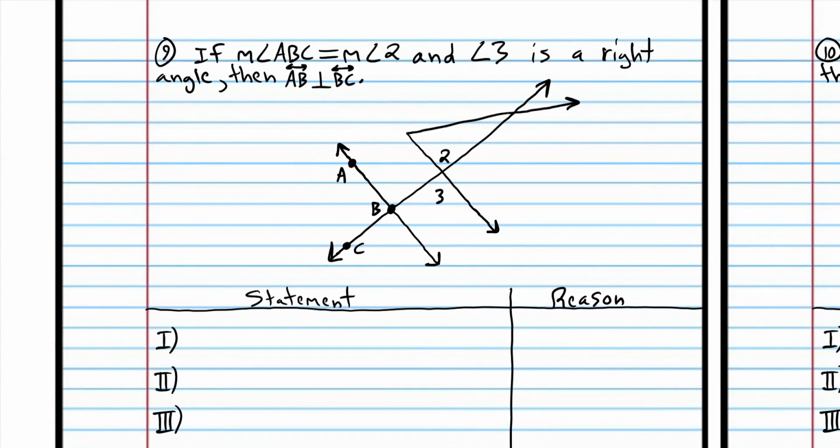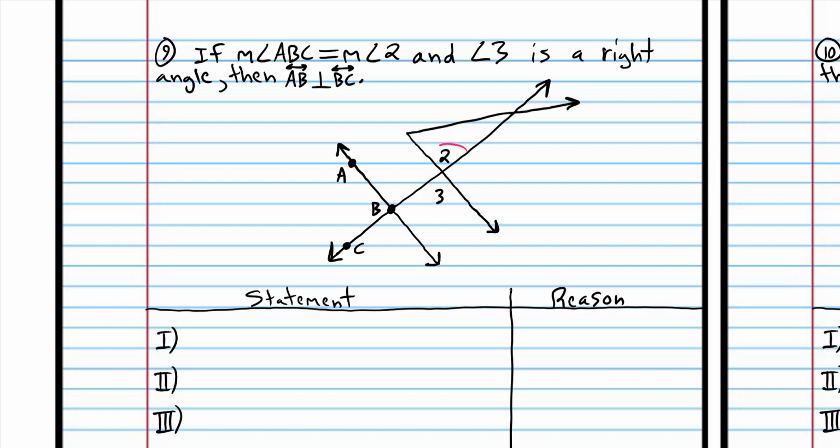We're told that this is a right angle, right? If that's a right angle, then it means it's 90 degrees. Now, you see these lines intersect, which means that angle 3 and angle 2 are vertical angles. Now we know that all vertical angles are congruent, so if this is 90 degrees, it's a right angle, that must mean that 2 is 90 degrees also.